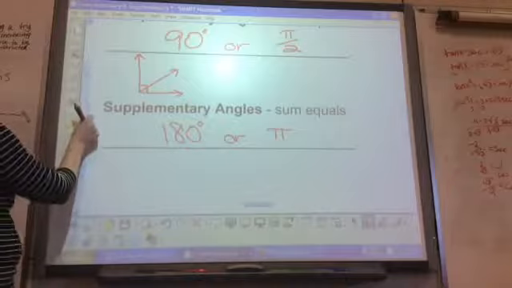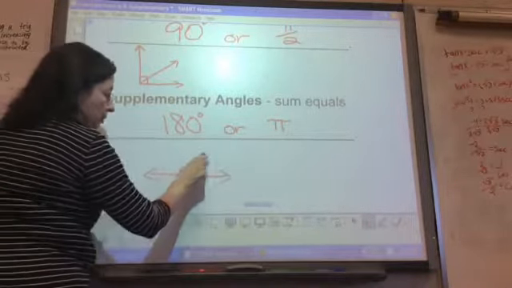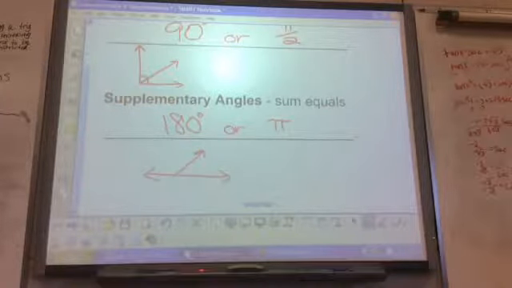All right, so here's a visual of supplementary. You'll have two angles that when you put them together, they make a straight line. Again, if you want to know one of those angles, you just subtract from 180 to find the other one. So as far as we're going here, you're just subtracting every time, but you pay attention to if it's complementary or supplementary so you know what you're subtracting from.